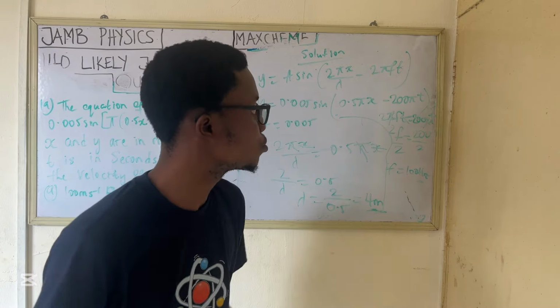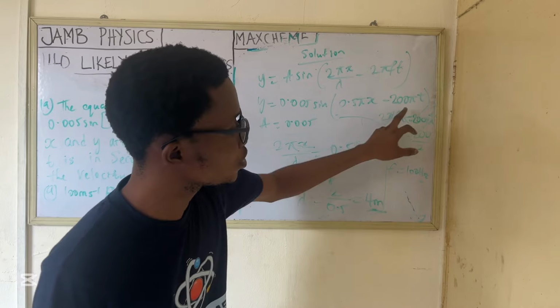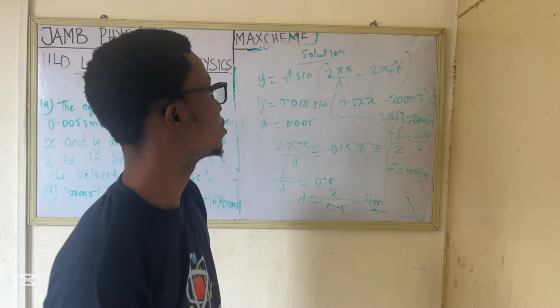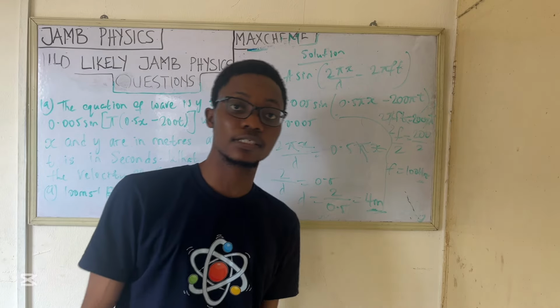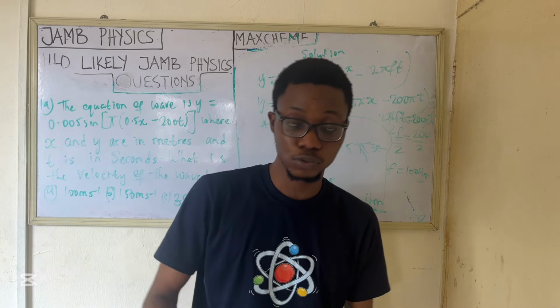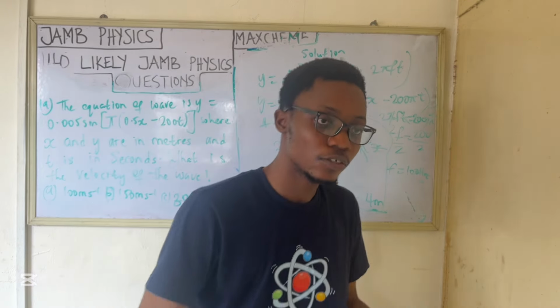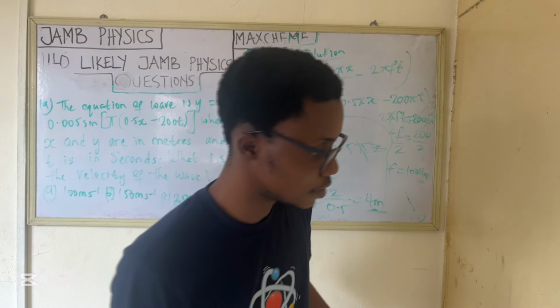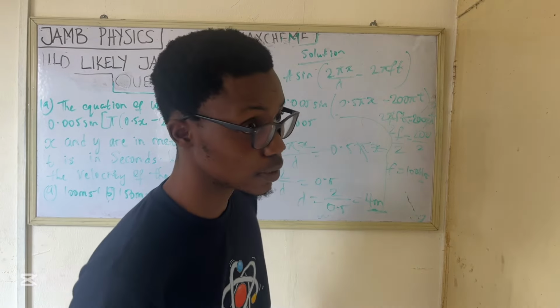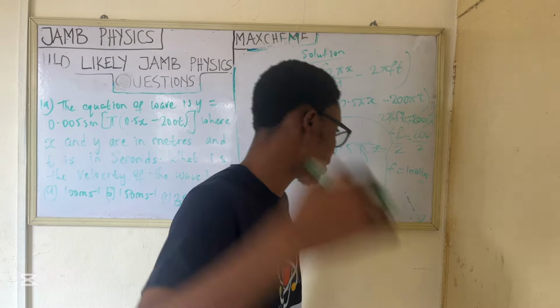The second part also: 2 pi ft is equal to 200 pi t. So equate it also. Pi will cancel pi, t will cancel t. So we now have 2f equals 200. Then from there you divide both sides by 2, then f equals 100 hertz. Don't forget the SI unit of frequency is hertz, H-E-R-T-Z.